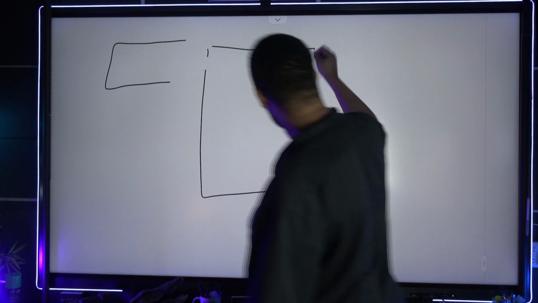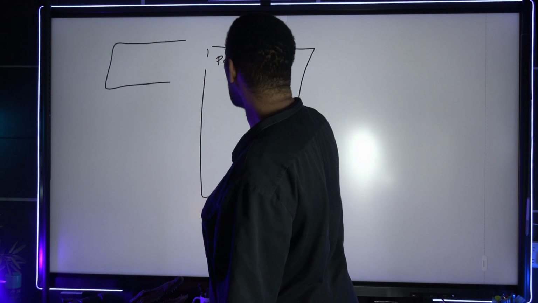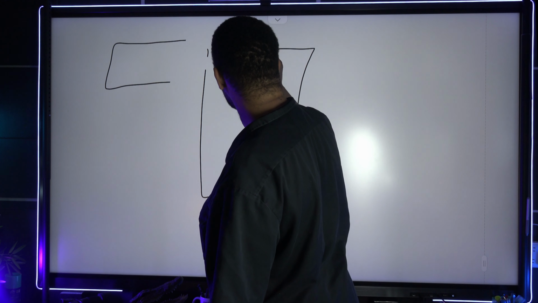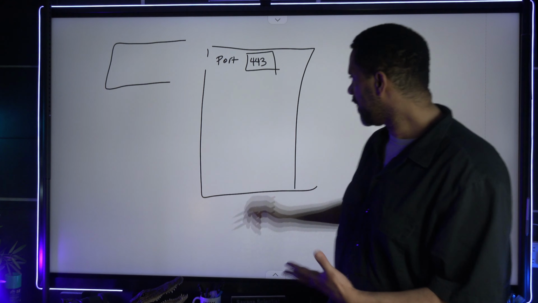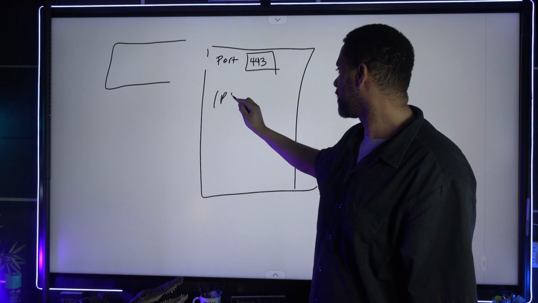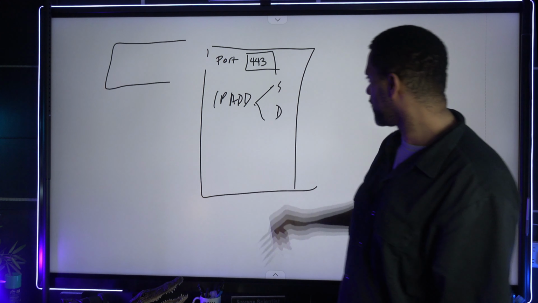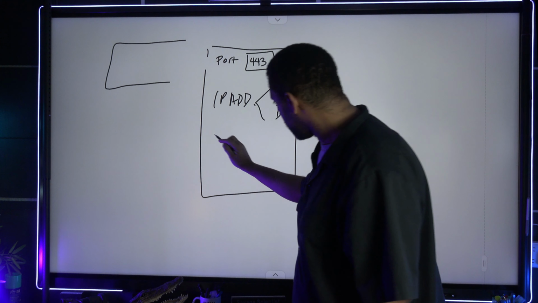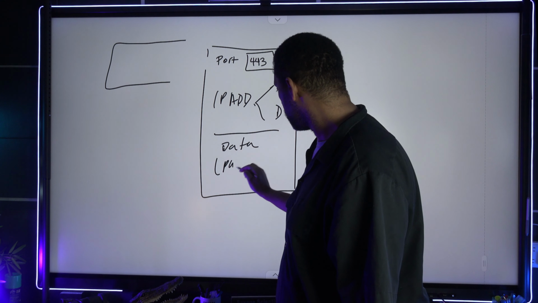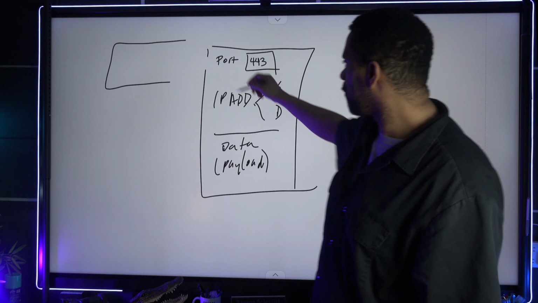So we could look at our ticket. We have our port on the ticket. So that'll be port, let's say, 443. So we have a lot of data in here. We have our IP addresses, and that's our source and destination. We have our port, and we have our data, our payload. So our port is saying 443.